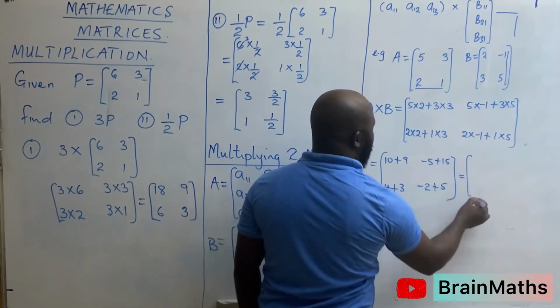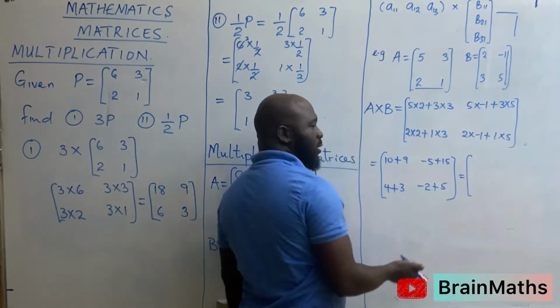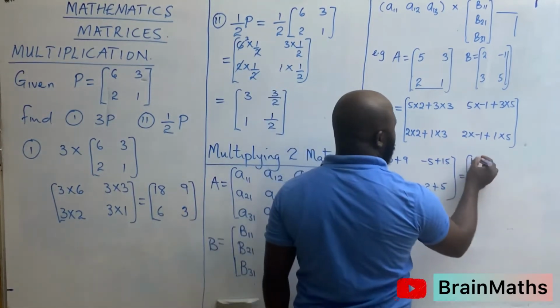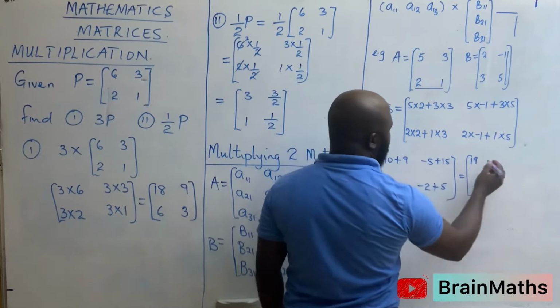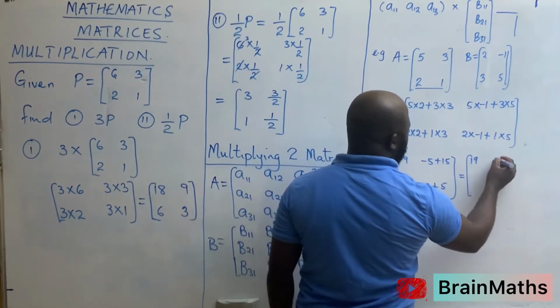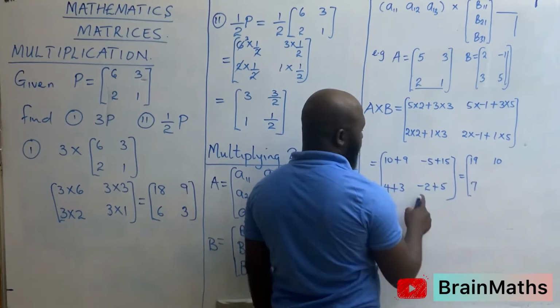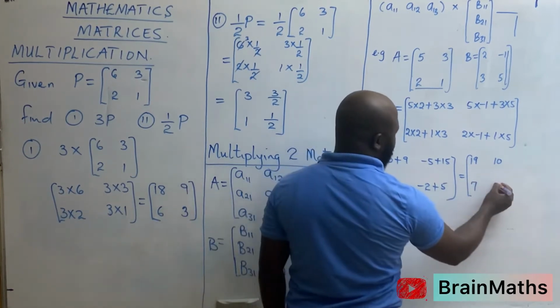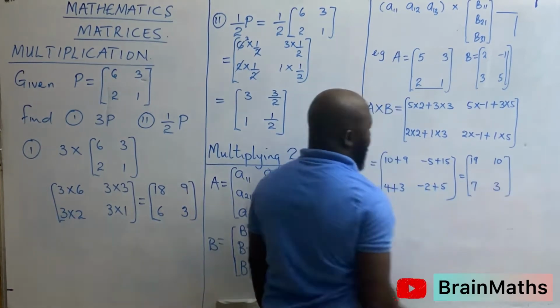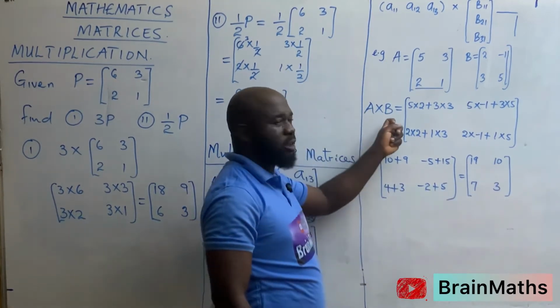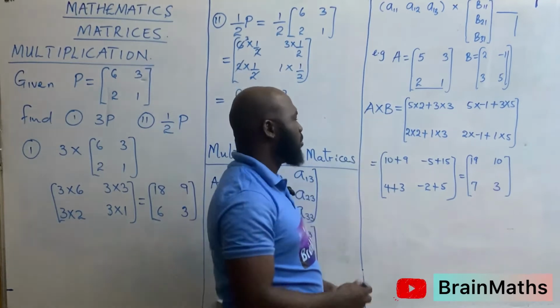And by the time you add all of them together and subtract where needed, you'll be having 10 plus 9, 19, minus 5 plus 15, that is 10. 4 plus 3, 7, minus 2 plus 5, that is 3. So this is the required matrix that is going to give us A multiplied by matrix B.